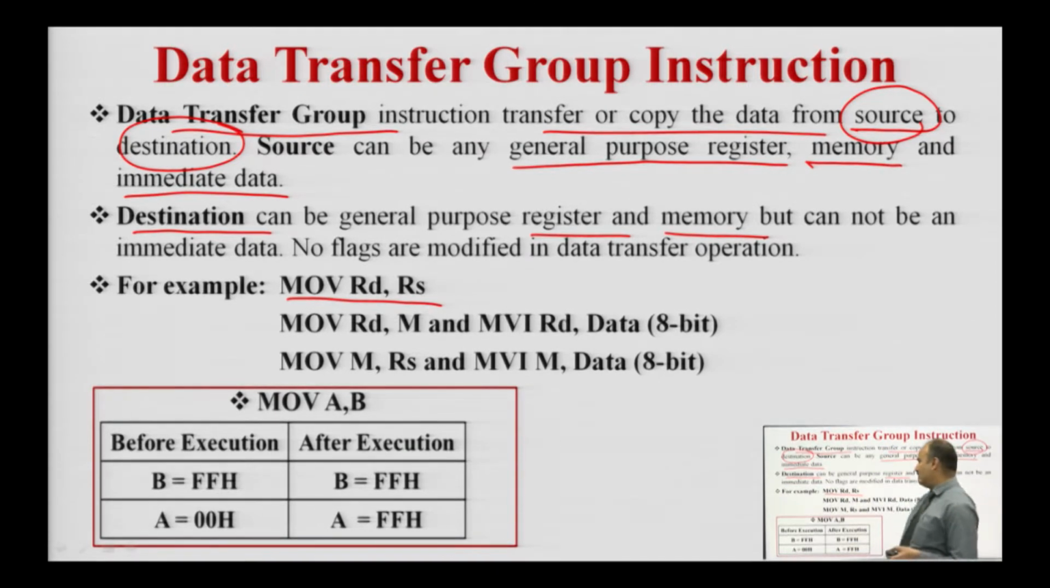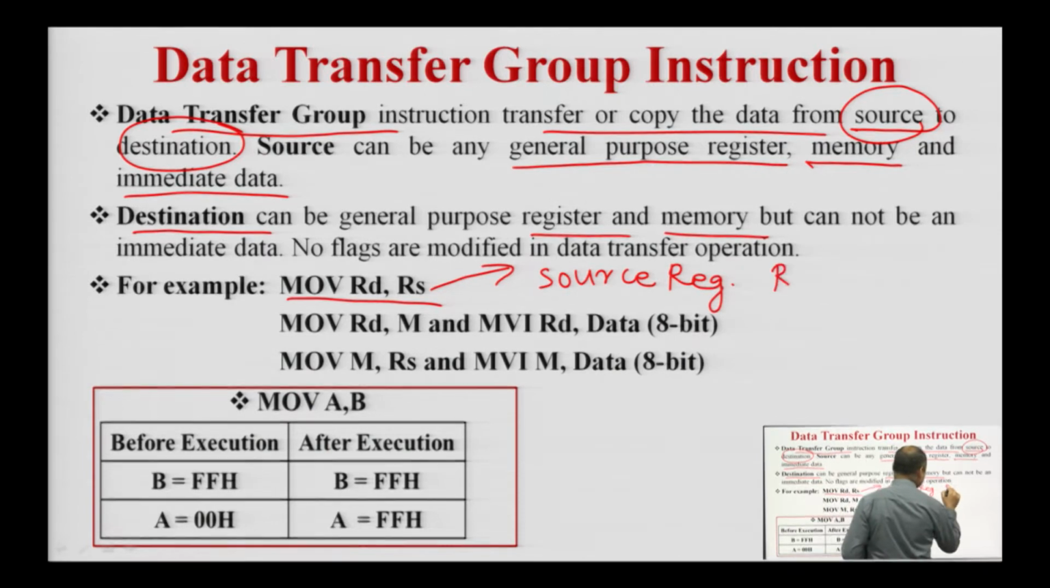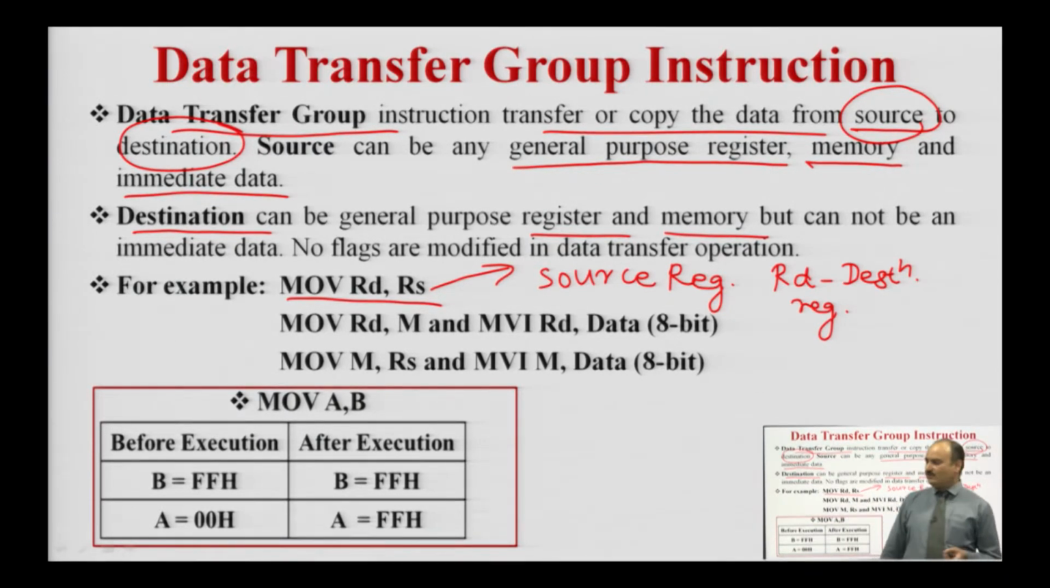Example of the data transfer group instruction: this is the syntax, MOV RD, RS. RS indicates that this is the source register, and RD is nothing but the destination register. So, whenever the microprocessor executes this instruction, it will transfer the content of the source register into the destination register.